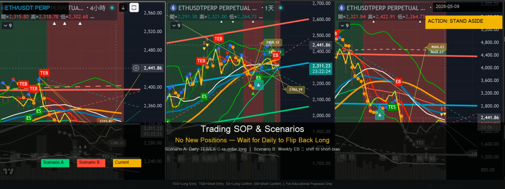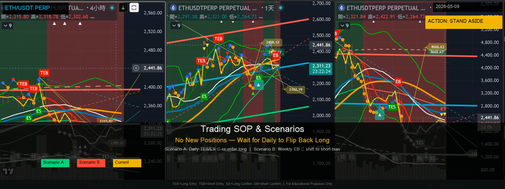Scenario B, bearish pressure escalates. The daily EB is followed by more bearish signals, a new daily TEB, or the weekly also prints an EB or TEB. The 4-hour TES fails and an EB appears. This would signal that the macro recovery is failing, and the entire structure is shifting to bearish. In this case, stand aside from longs and wait for the weekly to confirm the new direction before considering shorts.